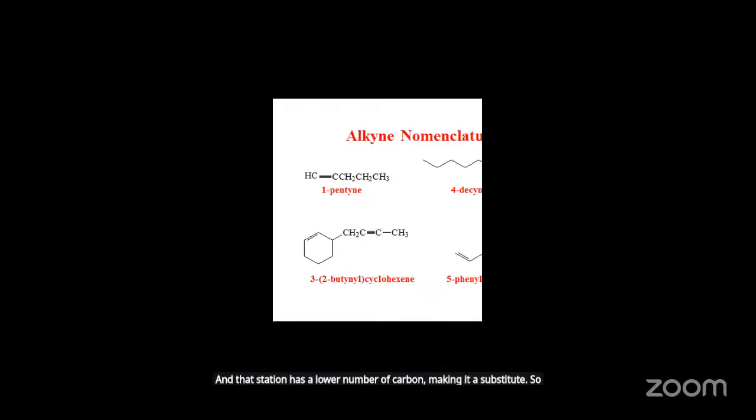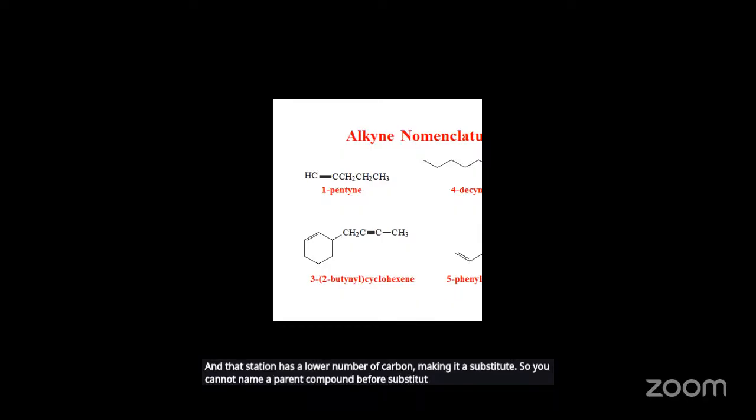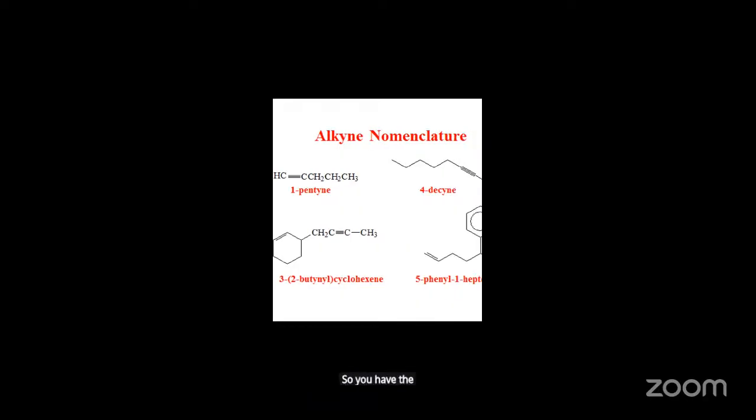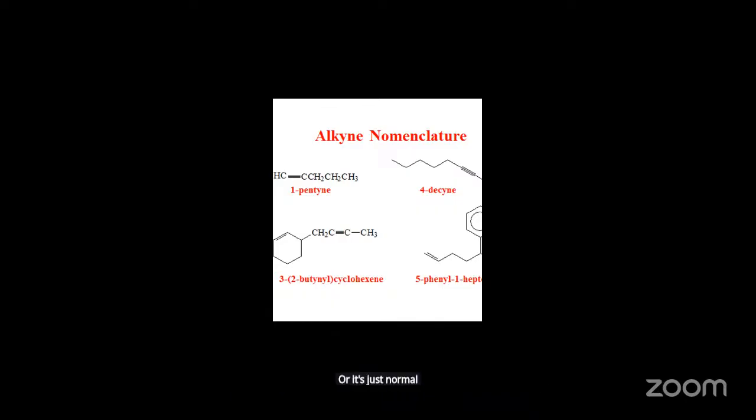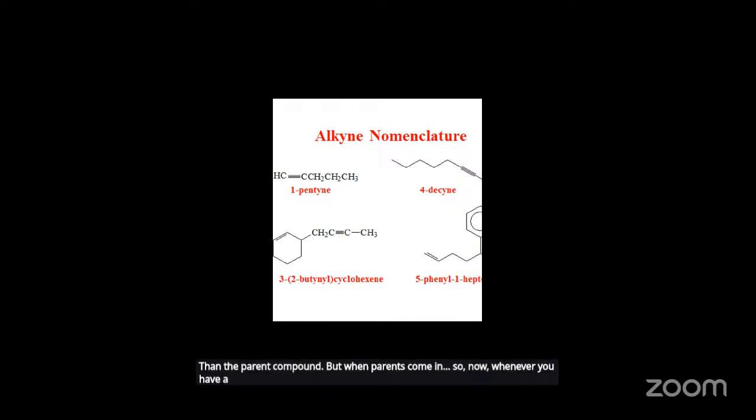So you cannot name a parent compound before a substituent. It cannot work. You have to name the substituent first, irrespective of the nature of the substituent, whether it has a double bond or it's just a normal substituent like halogen, methyl, or whatever. You must give the substituent priority when the substituent is lesser than the parent compound. Whenever you have two things on a compound, the one that has the highest number of carbon becomes the parent compound, and the other ones are substituents. So that's what happens there.